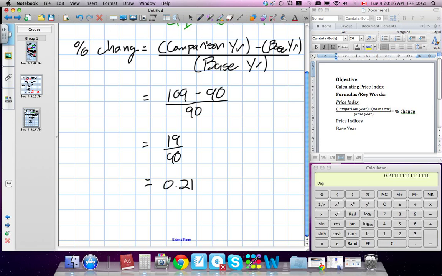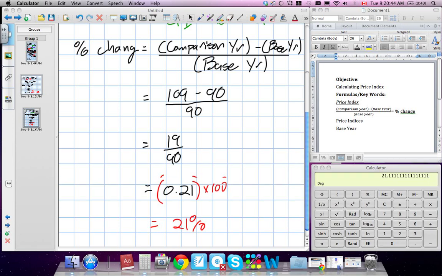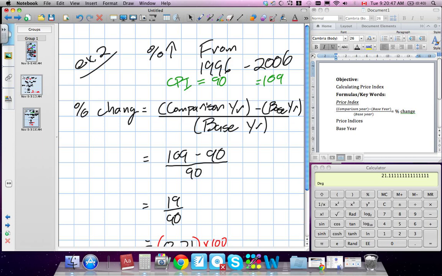Now this is a decimal, and I need to change it into a percent. So what do I need to do to change it into a percent? Okay, we need to multiply it by 100. Okay, and since we have to change it into a percent, we're going to put that into our formula from now on. What is our percentage change in price? When we multiply this by 100, 21.1 or 21%. So in 10 years, the price of a good has changed 21%.